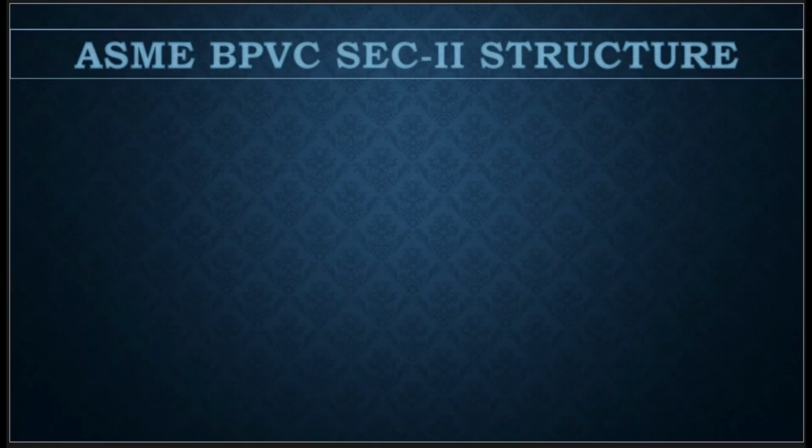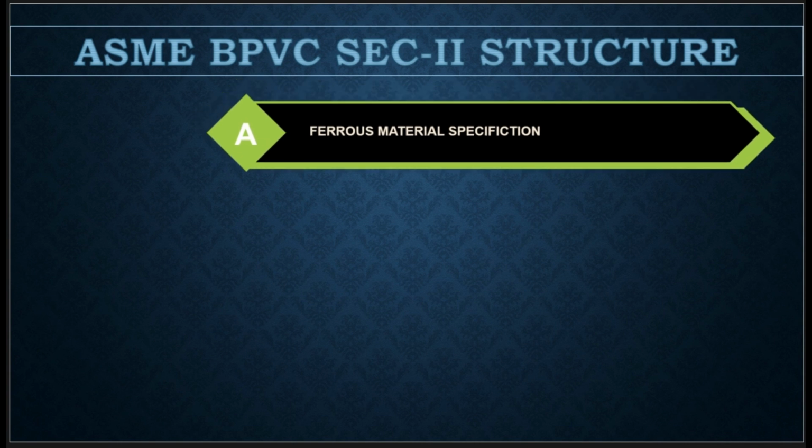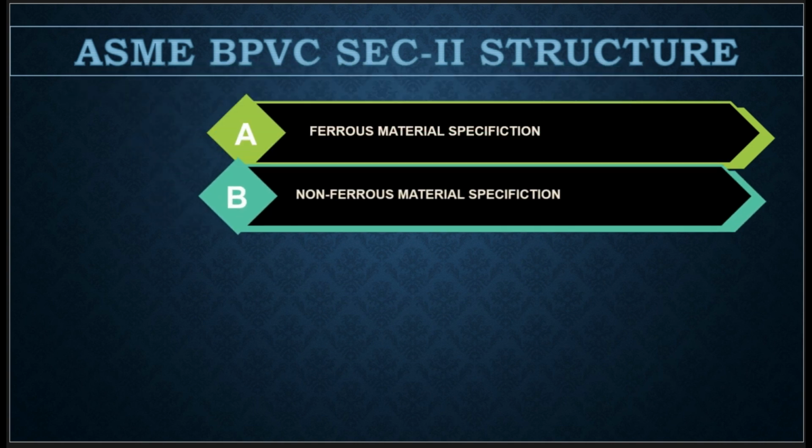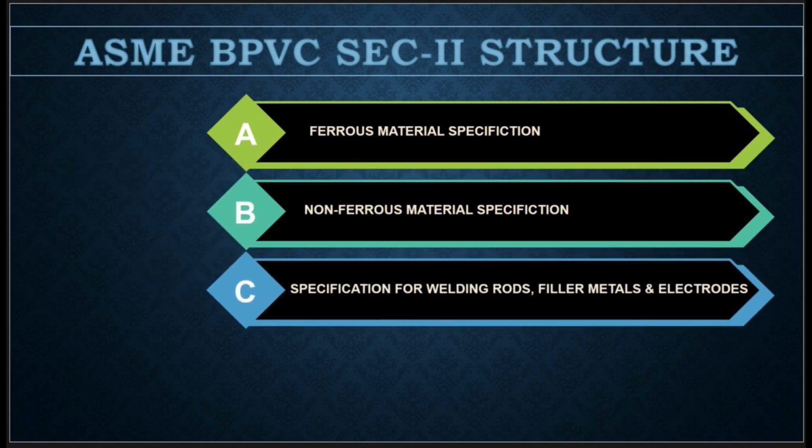ASME BPVC Section 2 structure. In ASME BPVC, the Section 2 structure has four parts. One is Part A, which is all about ferrous material specifications that are commonly used in the pressure vessel industry. The next one is Part B, which covers non-ferrous materials, and Part C, which provides specifications for welding rods, electrodes, and wires used in welding.